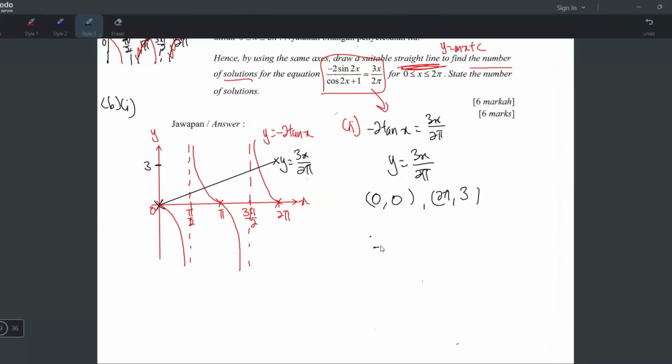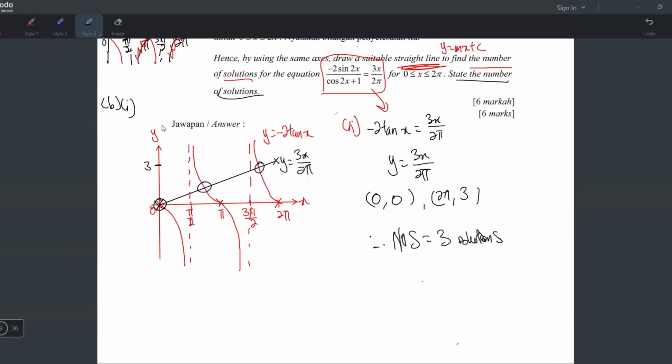And finally, you can write the NOS, the number of solutions. So you can count how many times they intersect. You have 1 time, 2 times, 3 times. So the NOS is 3 solutions. You don't have to find the coordinates of the intersection. No need. They only ask for the number of solutions. They never ask to find the solution. They just say state the number of solutions. So the number of solutions is 3.